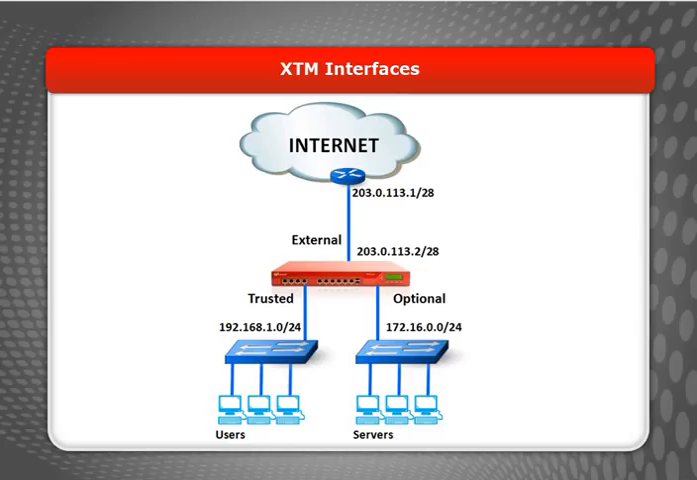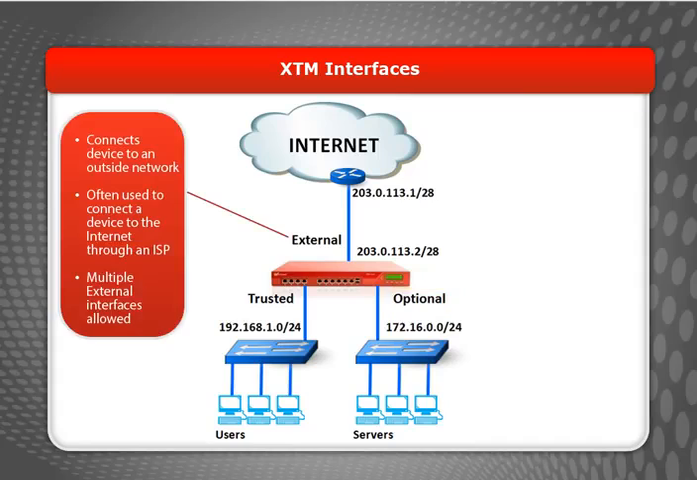In order to understand how to create policies, understand the three security zones of your device, which are the external, trusted, and optional interfaces. An external interface is used to connect your device to a network outside your organization. Often, an external interface is the method used to connect your device to the internet through your ISP. And you can have more than one external interface if you need.